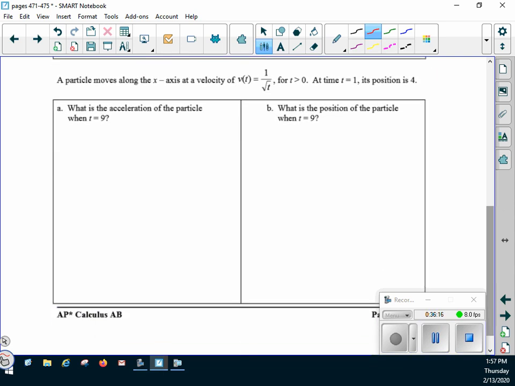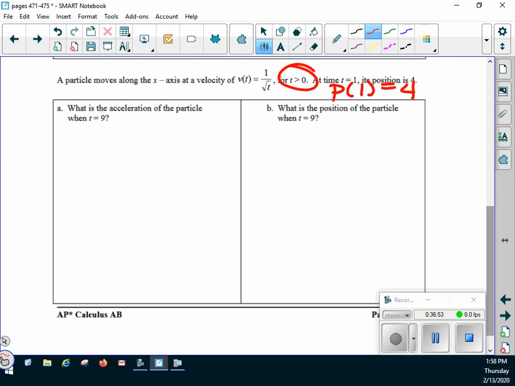You're going to have to do this. 2 minutes. A particle moves along the x-axis at this velocity. Notice time is positive. At t equals 1, the position is 4. P of 1 is 4. What is the acceleration of the particle when t is 9?